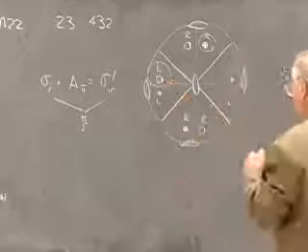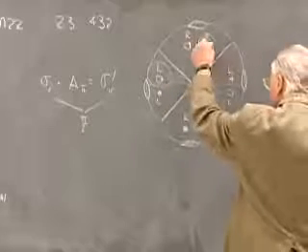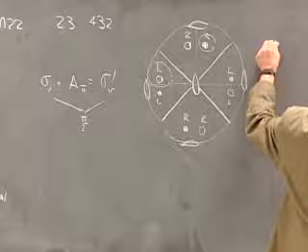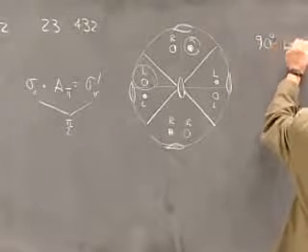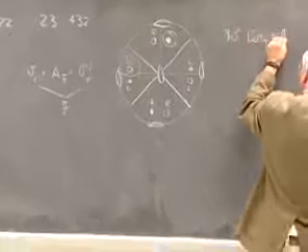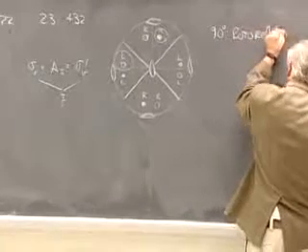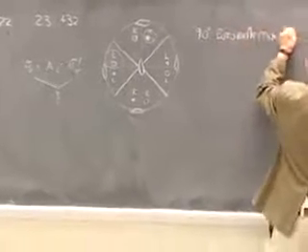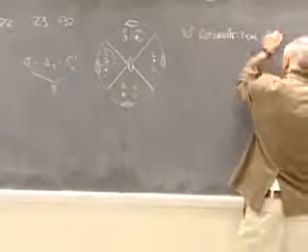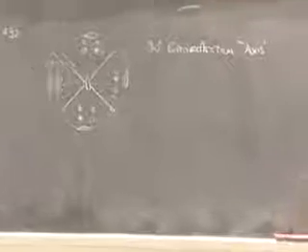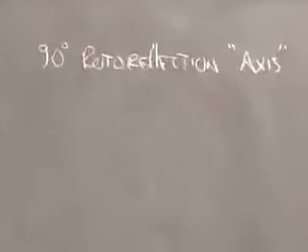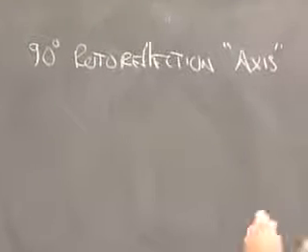So this is an example of a new type of operation, a two-step operation. This is a 90-degree roto reflection axis. And again, I feel compelled to put the axis in quotation marks because really it's a pair of operations that leaves only a point unmoved. So it's really a point symmetry element.